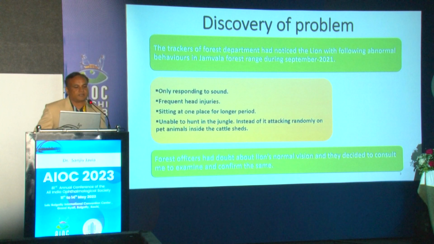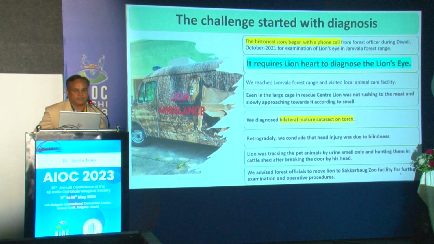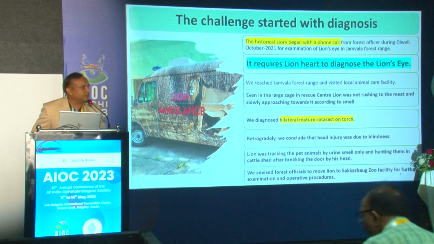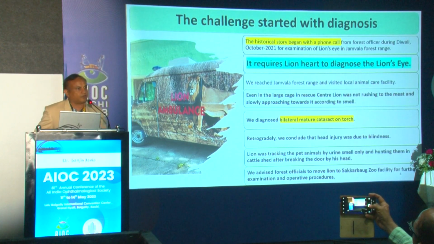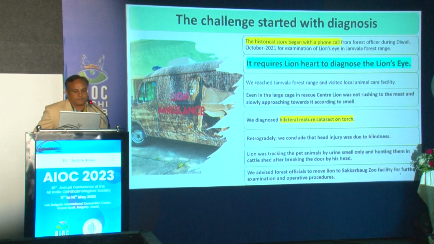The problem starts: trackers noticed the lion was showing abnormal behaviors in one of the forest ranges. Only responding to light, frequent head injury, sitting at one place. There are so many things. He is not even hunting. So they called me to examine the patient. They caught him at the rescue center and we went there, 100 kilometers from Junagadh, a far distance. We examined that lion on torchlight, and on torchlight we saw that bilateral mature cataract was there.